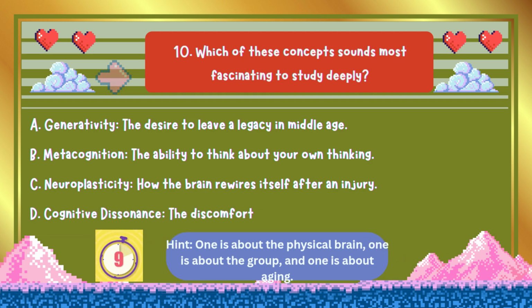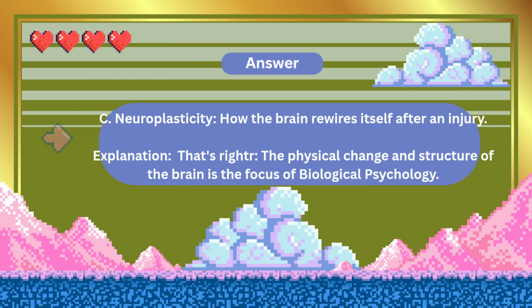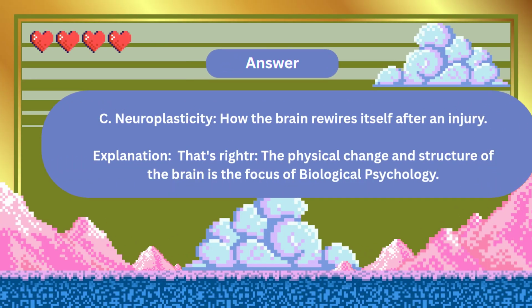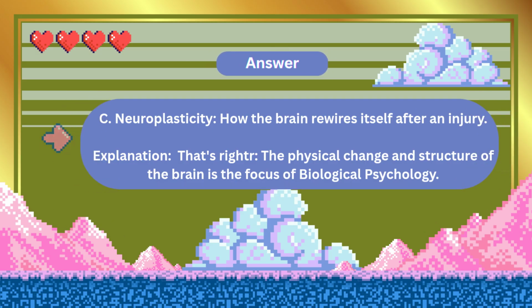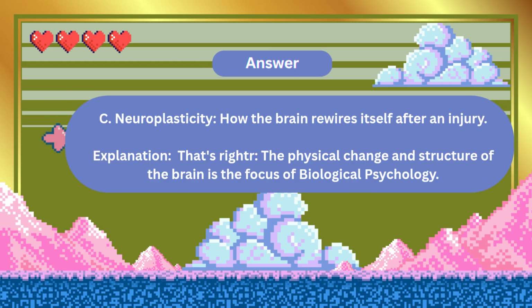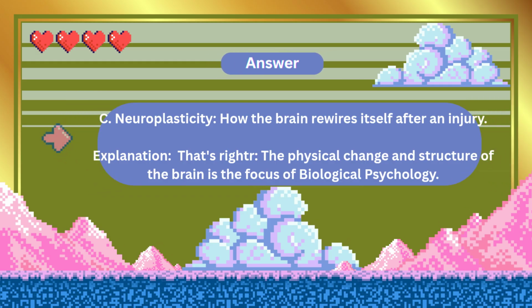Hint: one is about the physical brain, one is about the group, and one is about aging. Answer: C. Neuroplasticity, how the brain rewires itself after an injury. That's right. The physical change and structure of the brain is the focus of biological psychology.